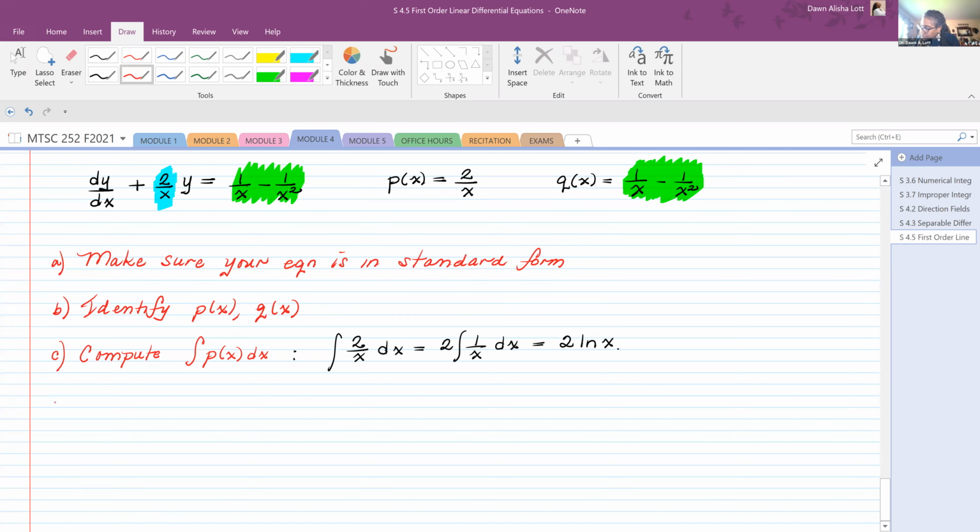Now we need to compute nu. Okay, so nu of x is e to the integral of that p. So it's e to the 2 times the natural log of x. Now that looks pretty nasty, but I can simplify that. Can somebody else simplify it?